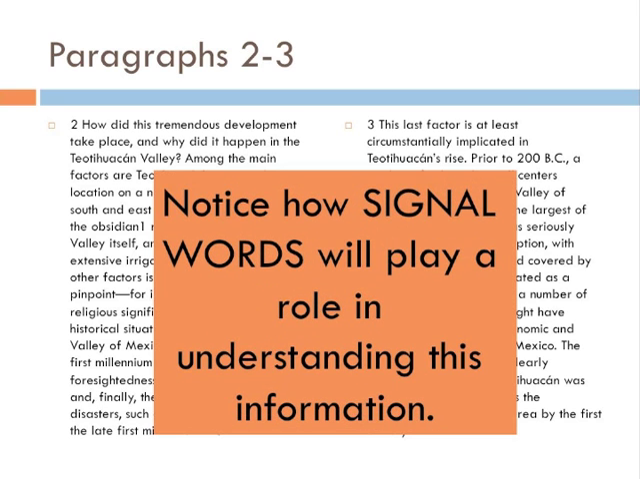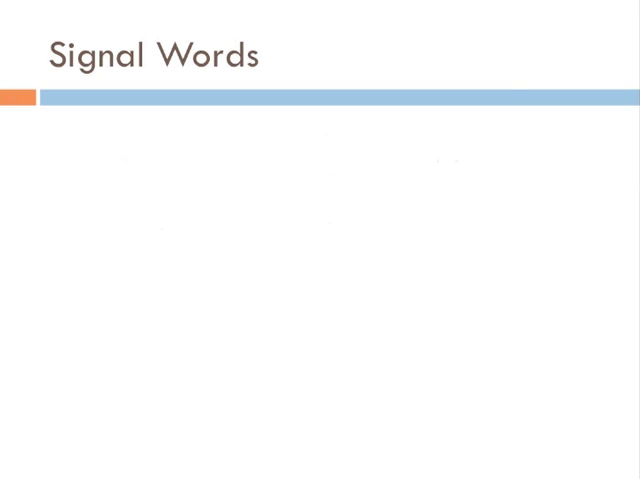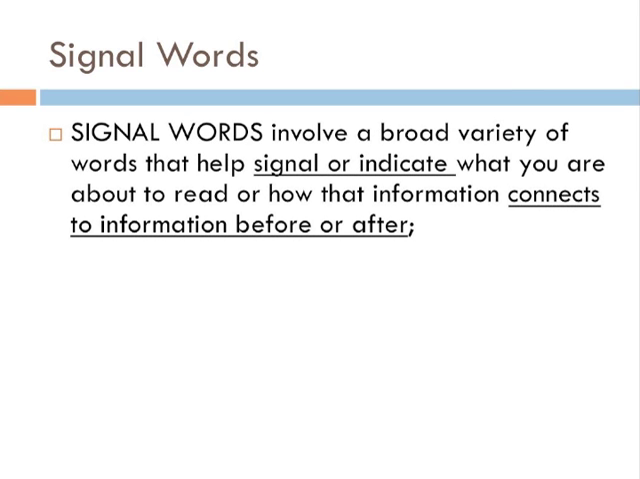Well, in order to do that, we're probably going to see how signal words are going to help play a role in understanding this. Now we're going to go ahead and look at the idea of signal words for just a moment before returning to the reading passage and think about their role in helping us improve the reading comprehension process. Now first off, signal words, we kind of referred to them in our first video, but let's talk about them more in detail here.